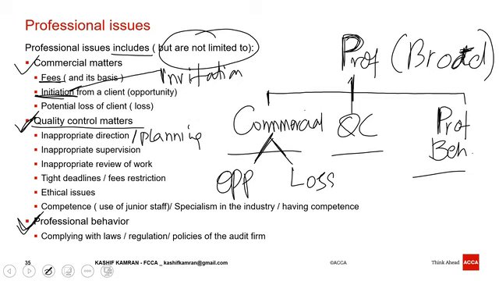Inappropriate review of work. The working papers were not reviewed, not checked. Obviously, if there is any lacking in the evidence and it has not been reviewed, the detection risk would increase because there has not been any review of the work. Tight deadlines. Imagine if there are tight deadlines, you will do things in a rush, in a hurry, and that will automatically lead to compromise of quality. Then ethical issues.